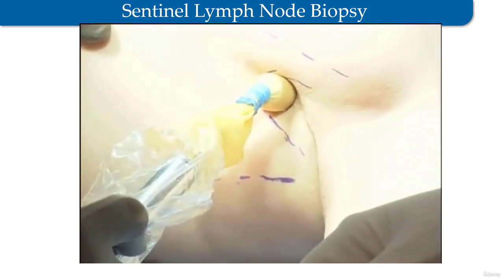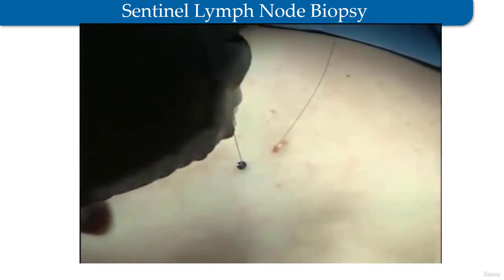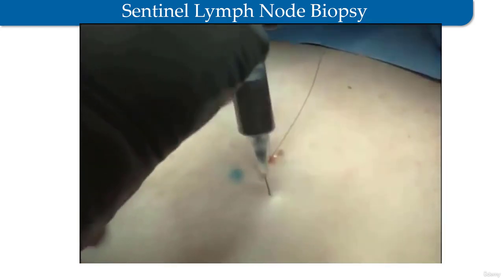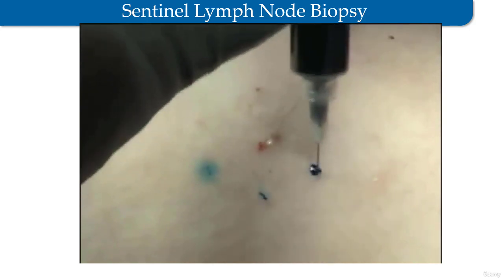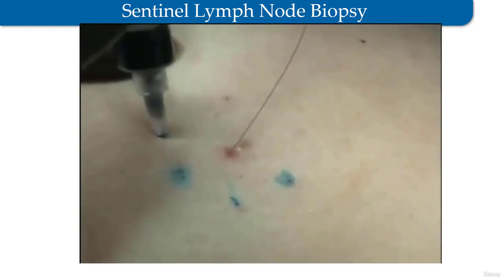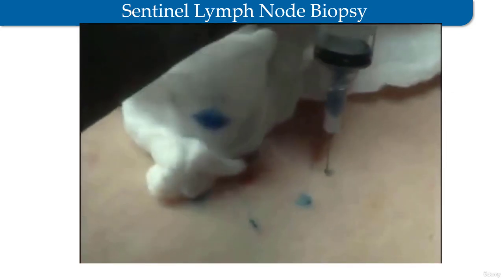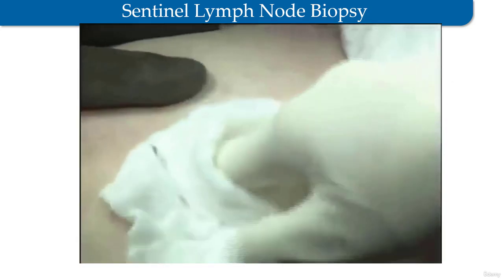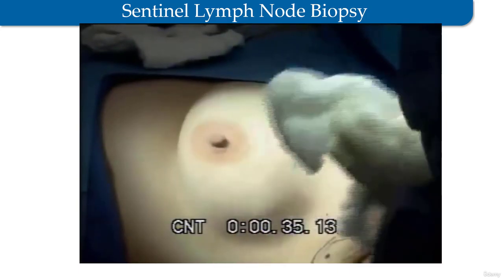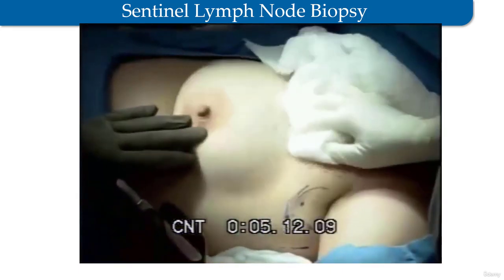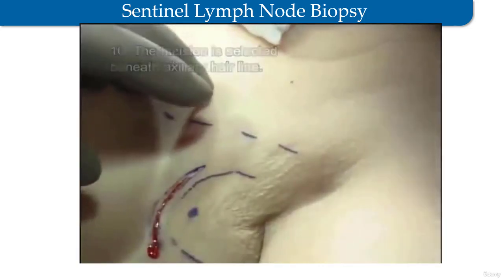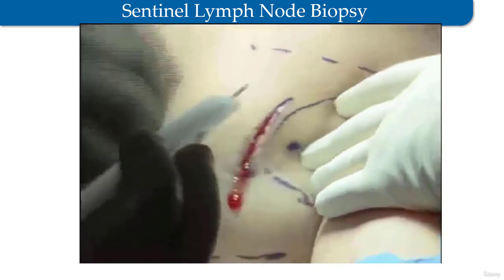The navigator probe is used to identify the location of the hot spot. The blue dye is injected at the peritumoral depth, along the lateral aspect of the tumor next to the axilla. The local manual massage is utilized for 5 minutes to facilitate the drainage towards the sentinel lymph nodes. Then the skin incision is made beneath the axillary hairline. The incision is carried out by electrocautery to avoid bleeding.